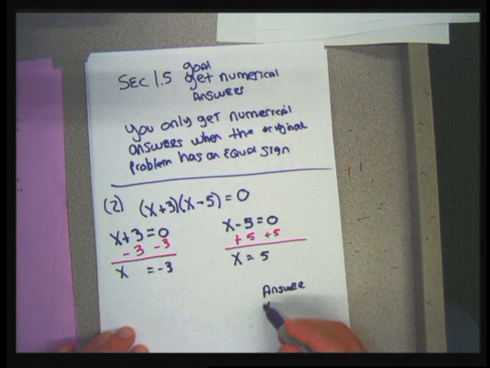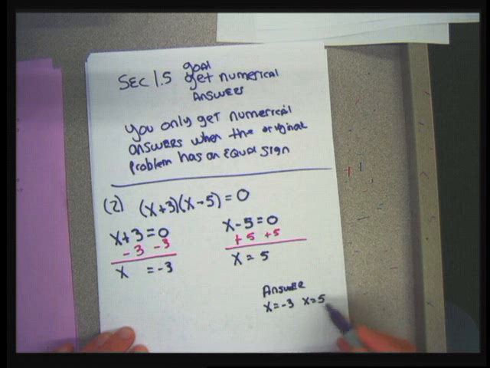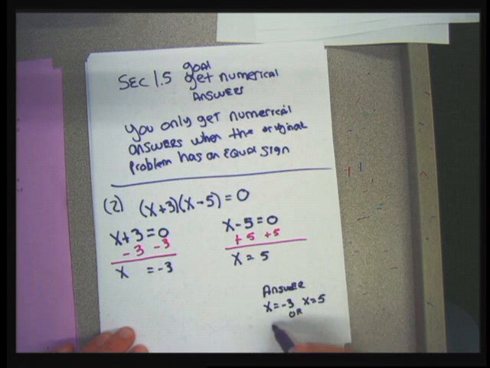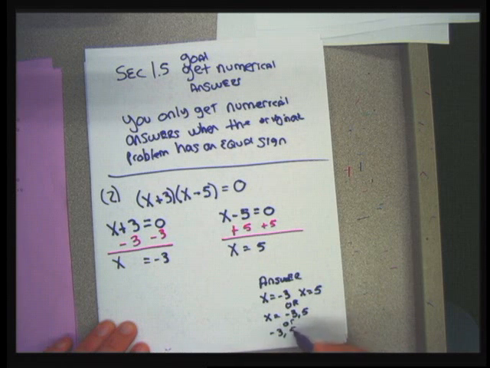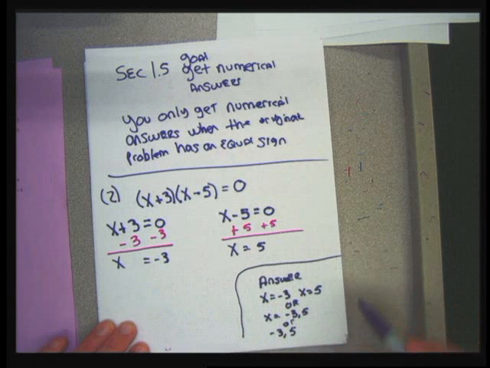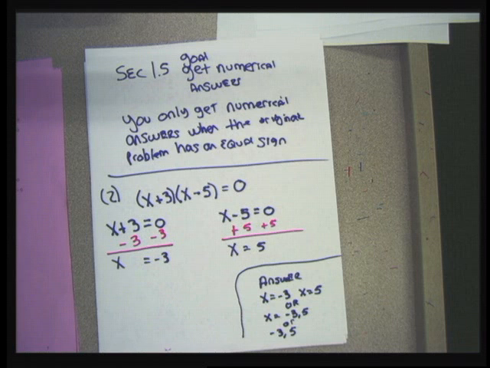There's many ways to write my answer to this problem. I can write x equal negative 3, x equal to 5, or I can just write one x down and write a negative 3 comma 5. That would be okay. And if I didn't even write the letter, if I just wrote negative 3 comma 5, that would also be okay. So all of these are three different ways to write the same answer. They're all correct. The nice thing about when I have problems with equal signs is they're easier to check.